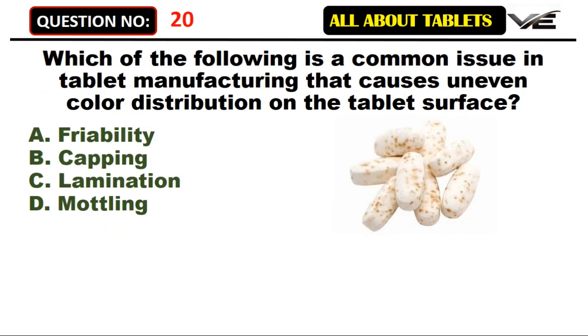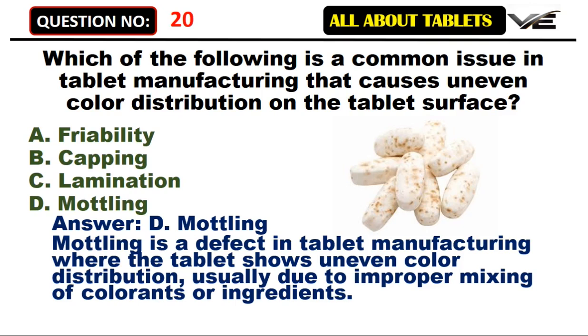Which of the following is a common issue in tablet manufacturing that causes uneven color distribution on the tablet surface? A. Friability. B. Capping. C. Lamination. D. Mottling. Answer. D. Mottling. Mottling is a defect in tablet manufacturing where the tablet shows uneven color distribution, usually due to improper mixing of colorants or ingredients.